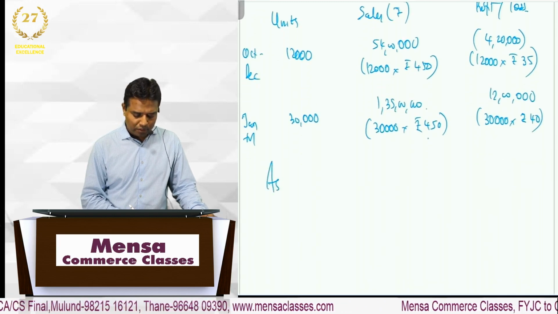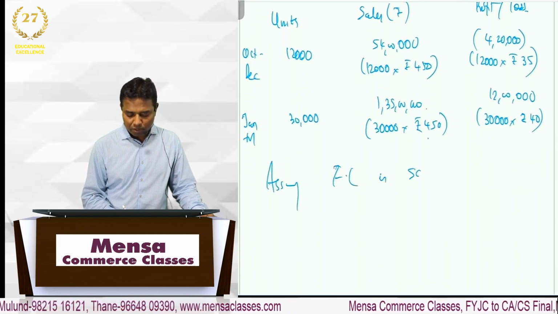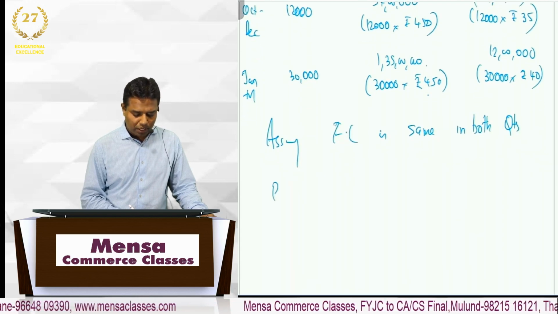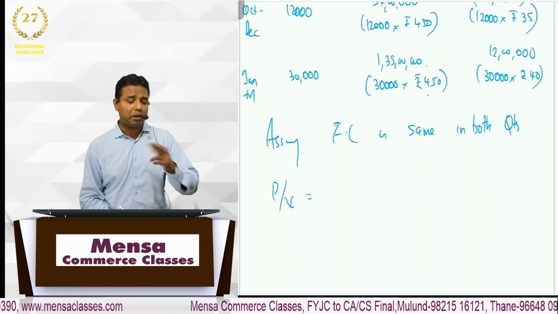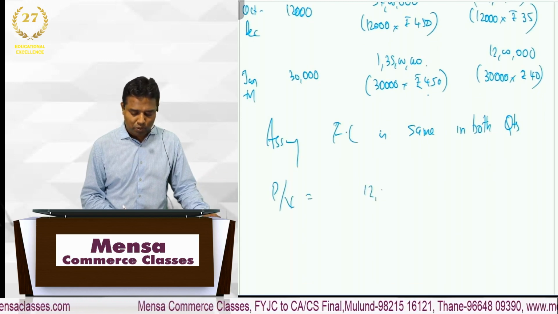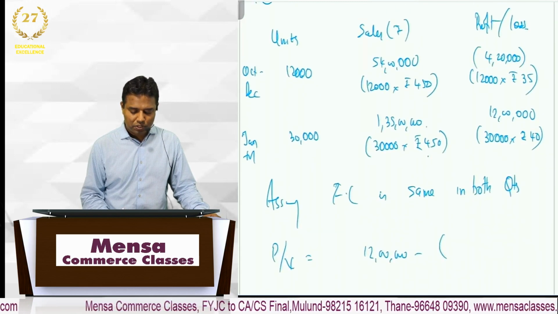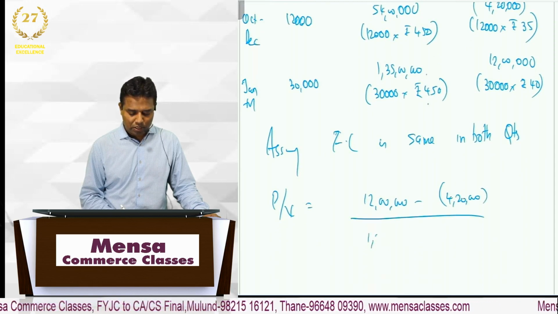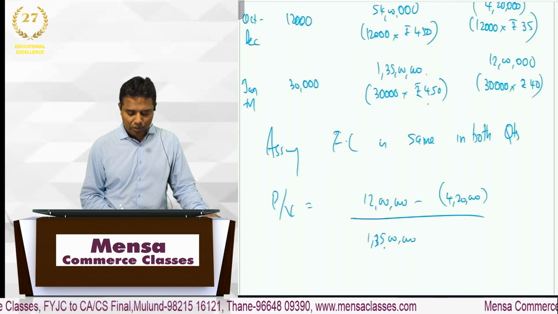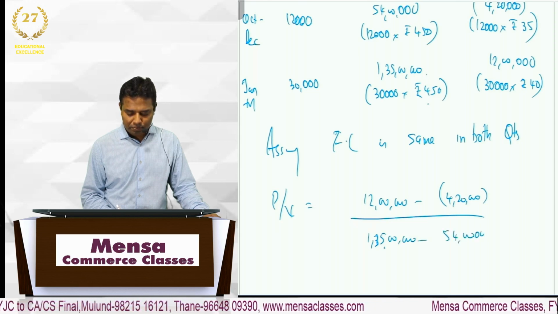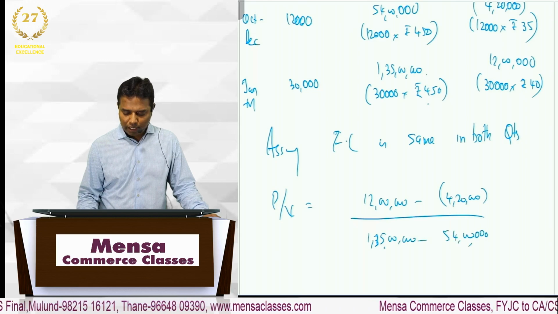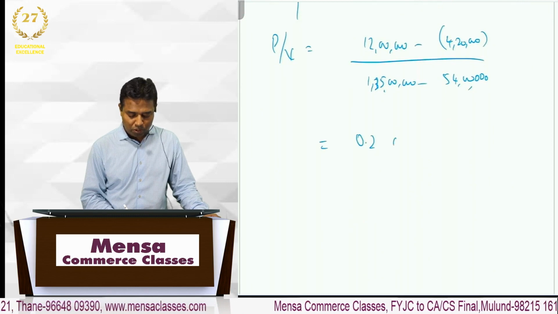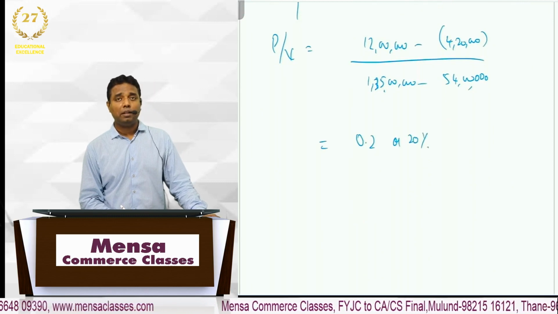Assuming fixed cost is same in both quarters. The PV ratio will be difference in profit upon difference in sales. That will be 12 lakhs minus 4,20,000 loss upon difference in sales 1,35 lakhs minus 54 lakhs. Right? So that will give you the PV ratio. If you calculate, that will come to 0.2 or 20%. Fine. Now we know the PV ratio.